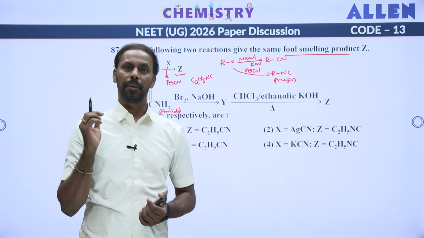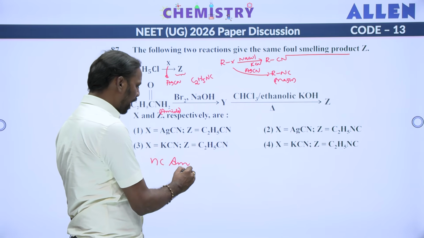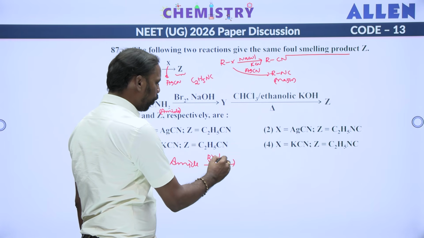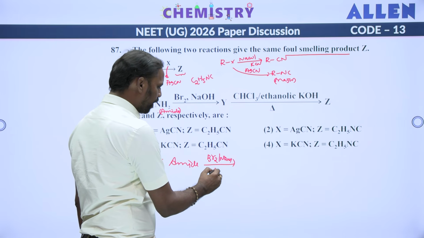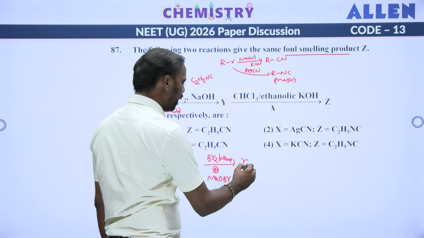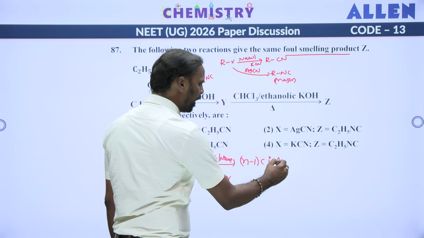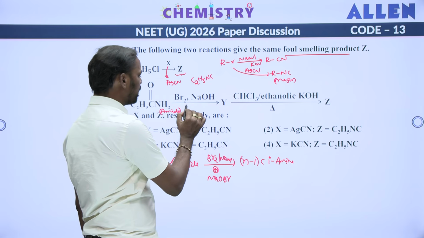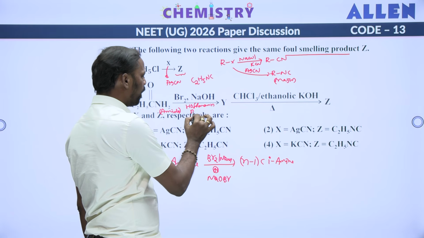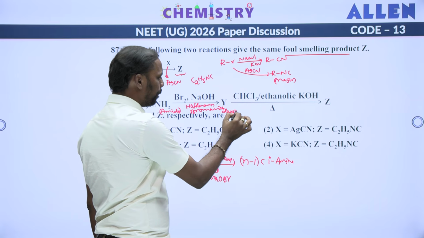This reaction indicates that N carbon containing amide treating with this particular reagent, what formation takes place? N-1 carbon of primary amine. So here N carbon amide treating with Br2 NaOH, or we can take NaOBr, it gives N-1 carbon of amine. Primary amine formation takes place. What is this reaction? Hoffmann bromamide degradation method.